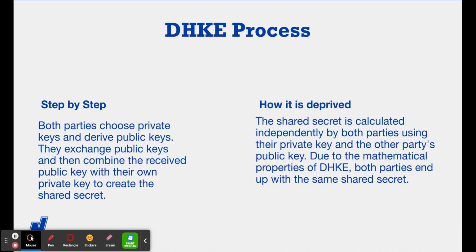Now we talk about the DHKE's process. The DHKE process begins with both parties independently selecting a private key and computing a corresponding public key. The public keys are then exchanged over an insecure channel. Upon receiving the other party's public key, each party then calculates the shared secret using their own private key and the received public key. Due to the properties of the mathematical operation used, both parties independently arrive at the same shared secret.